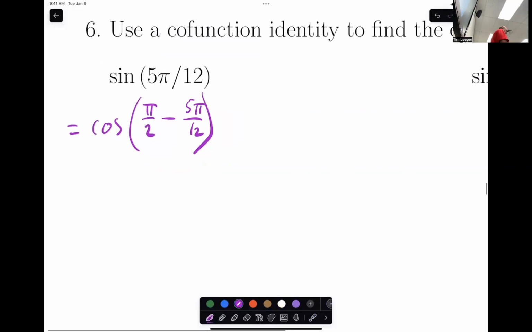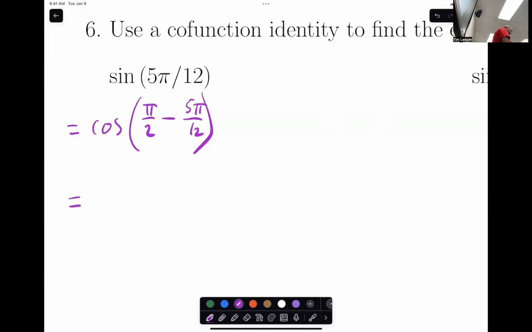4 pi over 10. No. I'm glad we know how to add fractions. Oh, it's negative pi over 12. Nope. 1/12, or pi over 12, positive pi over 12. In other words, go to the calculator, do 1/2 minus 5/12, which gives you 1/12, right?